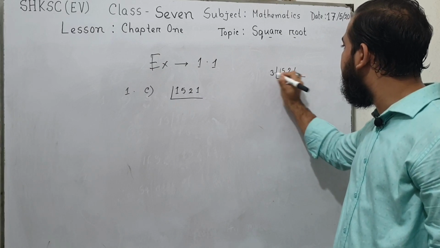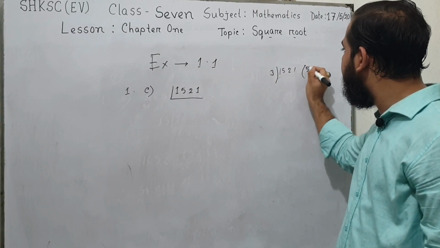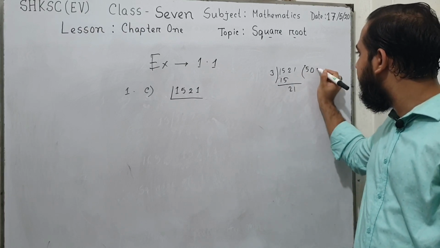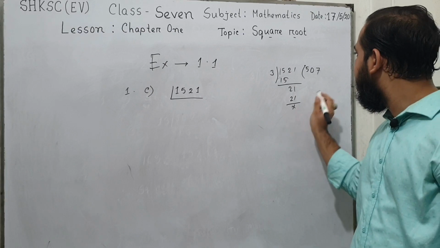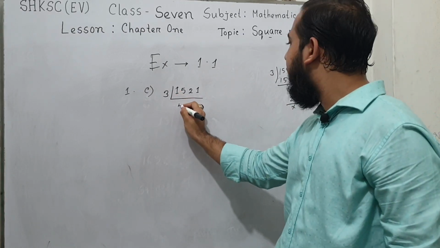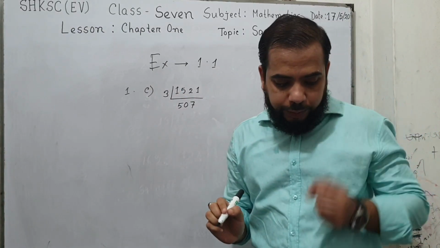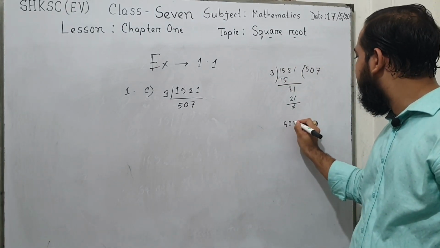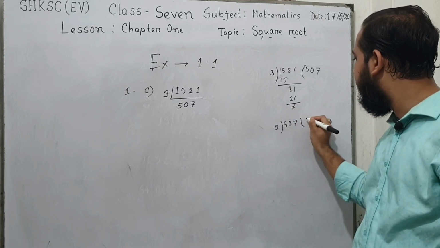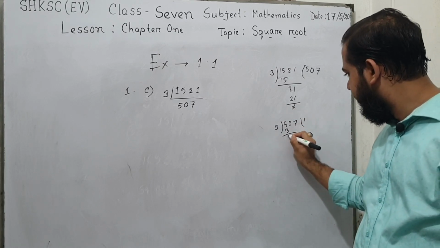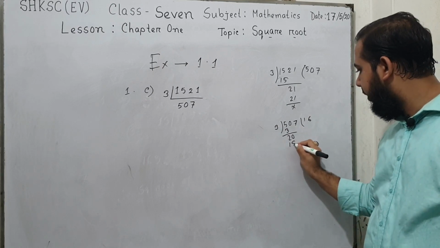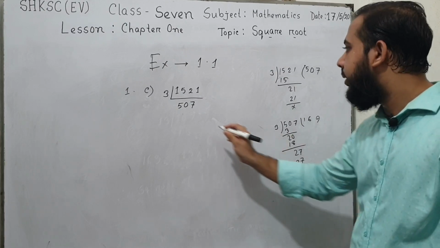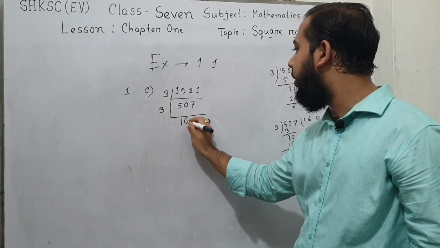1521 divided by 3. 3 5s are 15. 2, this is not divisible, so we put 0 here, and 3 7s are 21. So it is divisible by 3, and we will get 507. Now we will divide this 507 by another 3. We check if it is divisible by 3 or not. 3 1s are 3, 3 6s are 18, and 3 9s are 27. Now we see this is also divisible by 3, and we get 169.